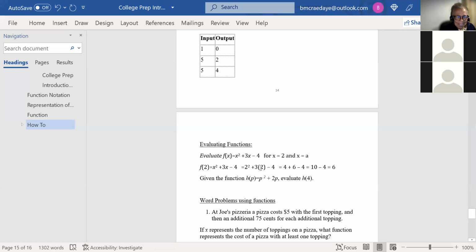I don't know. 2 to the second, 2 times 2 is 4, right? 3 times 2 is 6, and then a minus 4. 4 plus 6 is 10. 10 subtract 4 gives you 6, right? How did you get minus 6?